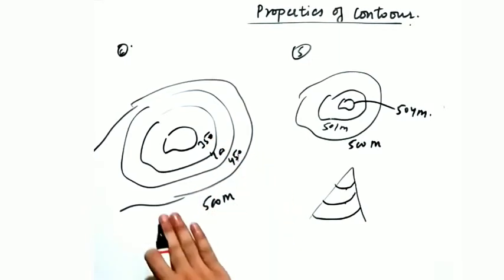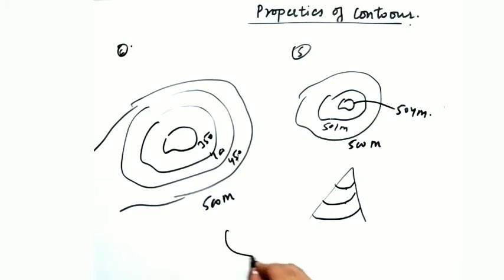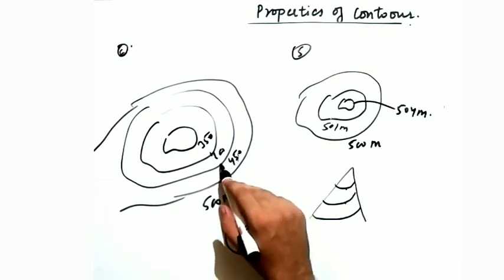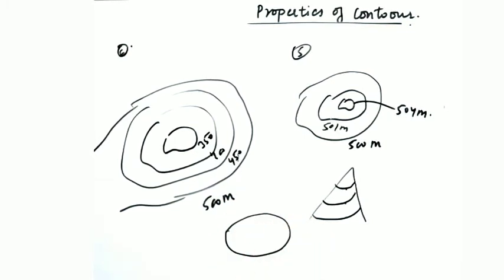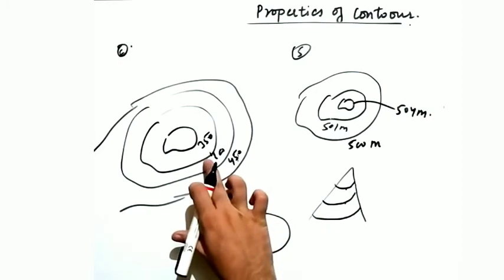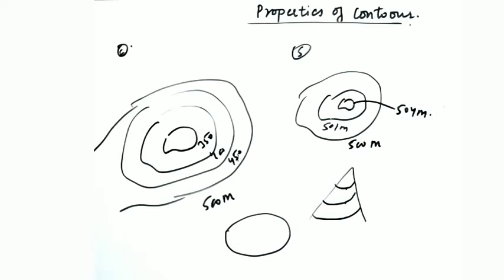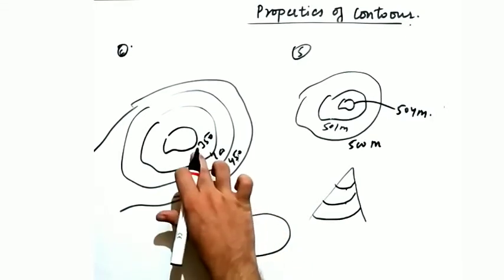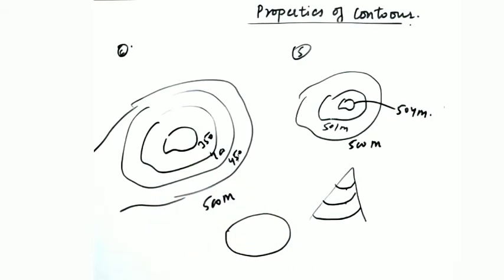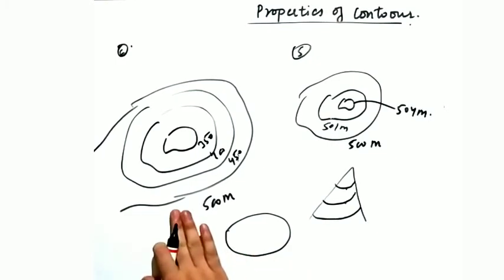So you can imagine that this is the point of highest elevation. The next contour will be somewhere below this contour. So that means you are going into depression. Next is 400 meters, you are again going into more depression. Then 350 meters is the point that is having the maximum depression as compared to the outermost contour. So this is the sixth property of contours.